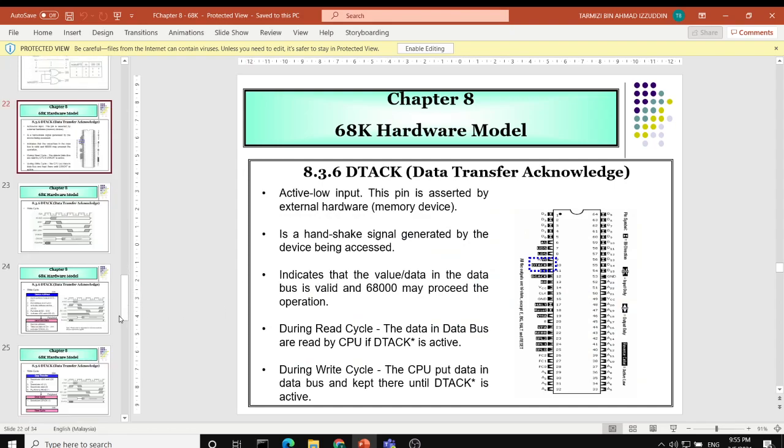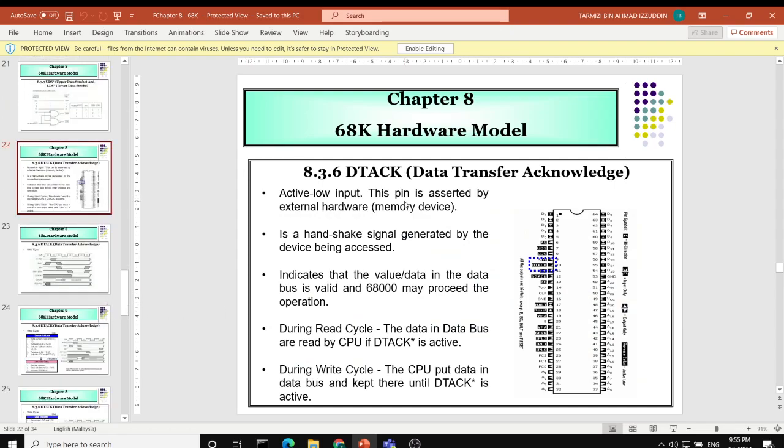Next we have the data transfer acknowledge, DTACK. So what is this DTACK? It's an active low input. This pin is asserted by external hardware. The handshake signal generated by the device being accessed is used to indicate that the data on the data bus is valid and the 68K may proceed with the operation. During the read cycle, the data on the data bus is read by the CPU if DTACK is active, and during the write cycle, the CPU puts the data on the data bus and keeps it there until DTACK is active.